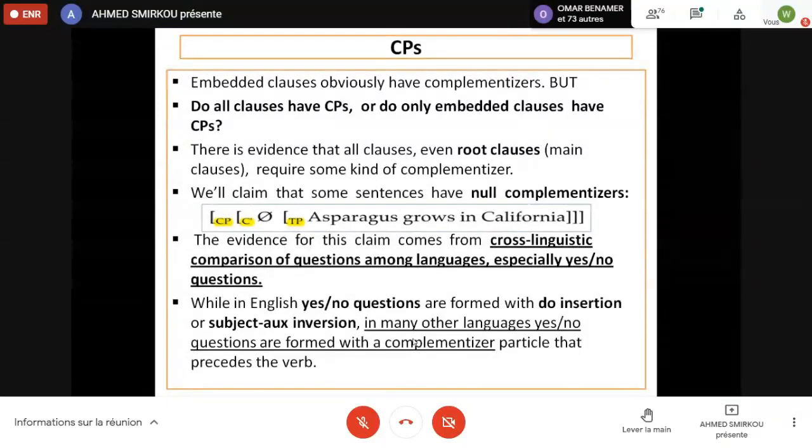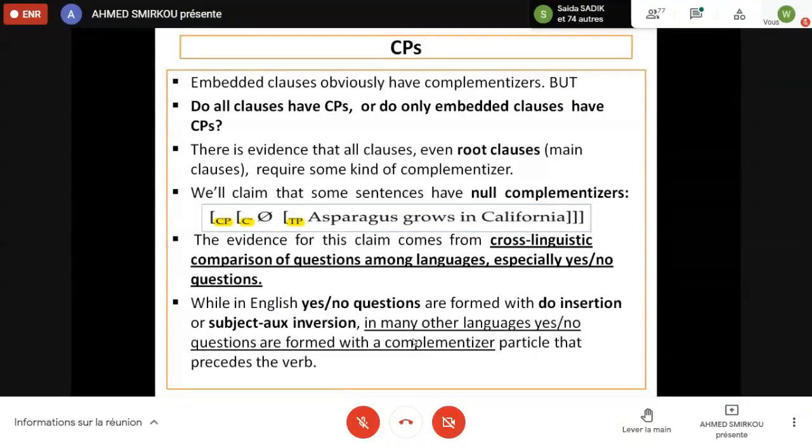This is cross-linguistically true, which means languages that use subject aux inversion do not use a complementizer in asking yes or no questions. This means that at least in yes or no questions, there is a complementizer in English. How do we know? Because subject aux inversion and that specific complementizer occur in complementary distribution. So they are instances of the same thing, which means that even in English, at least in yes or no questions, there is a complementizer. So now we have proven that at least in yes or no questions, there is a complementizer in English.